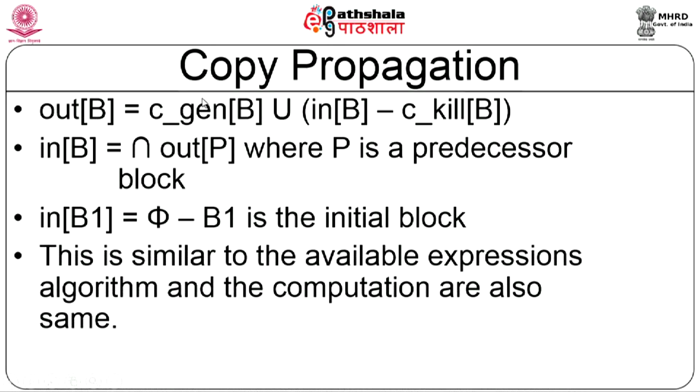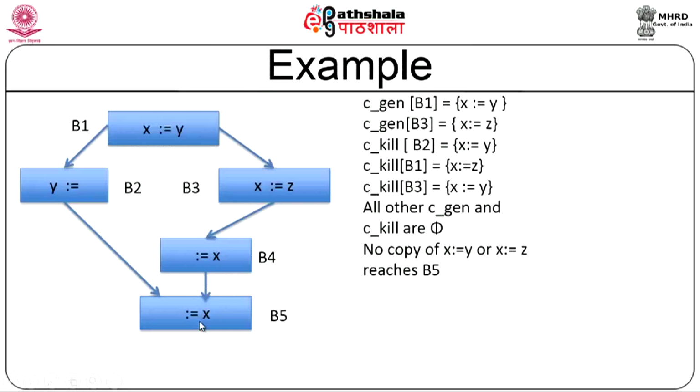Now, this logic is exactly similar to the available expression algorithm computation, and so the same algorithm can be adopted for computing this. So what we did in available expression is, out of B1 is assumed to be in of B1 to start with, and then we kept on iterating till two iterations remain the same result. So till that we kept on iterating.